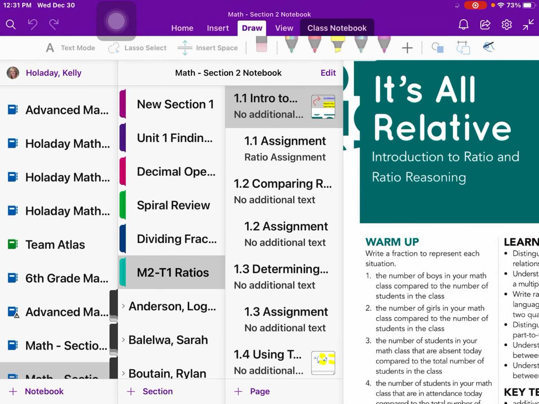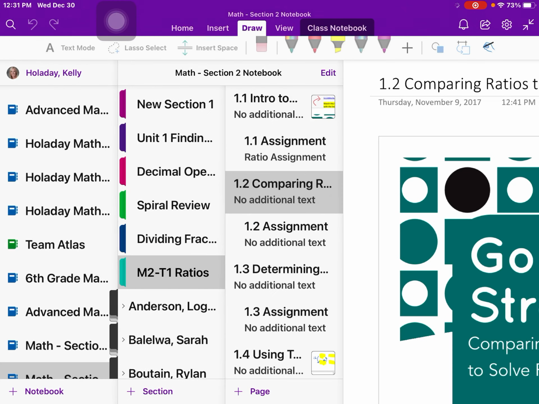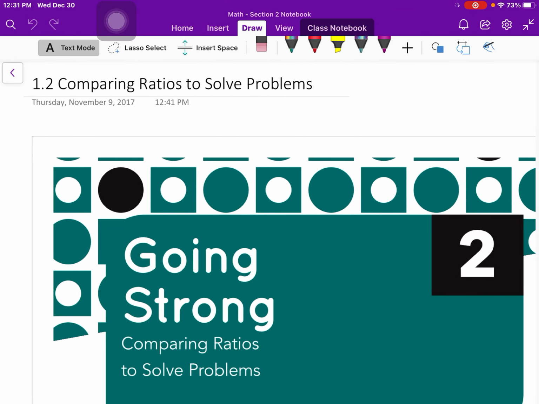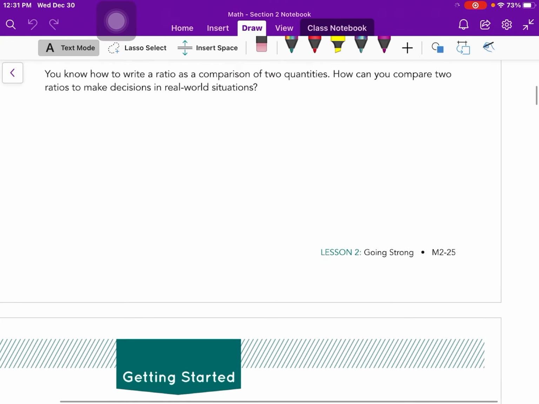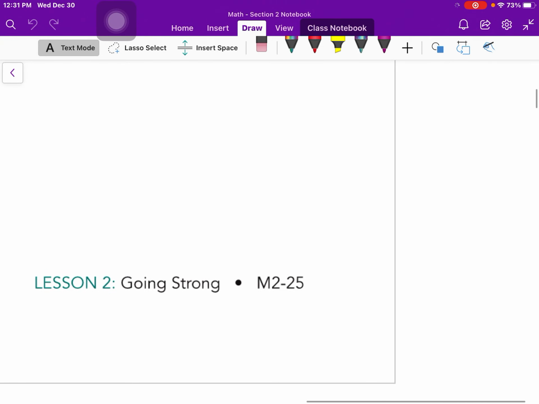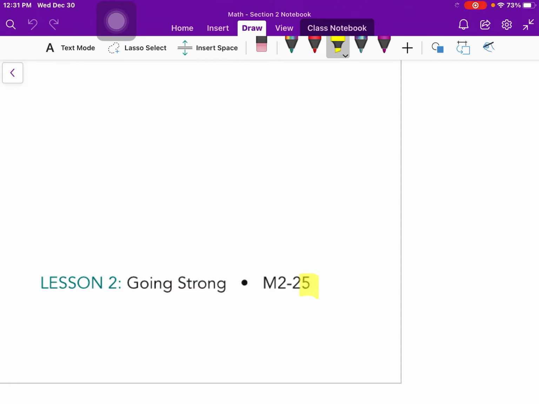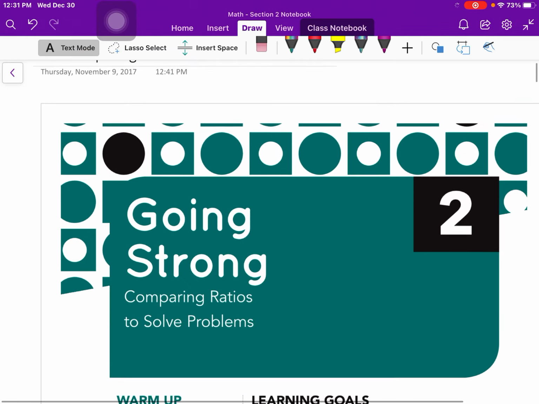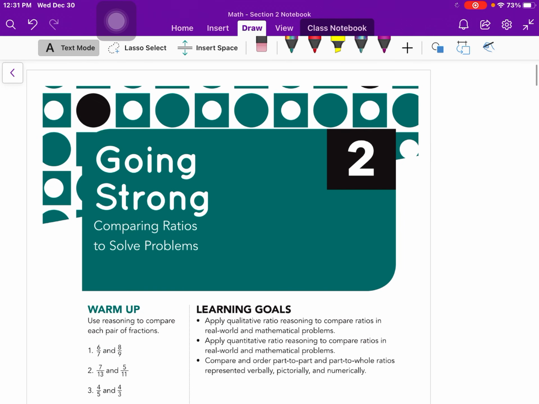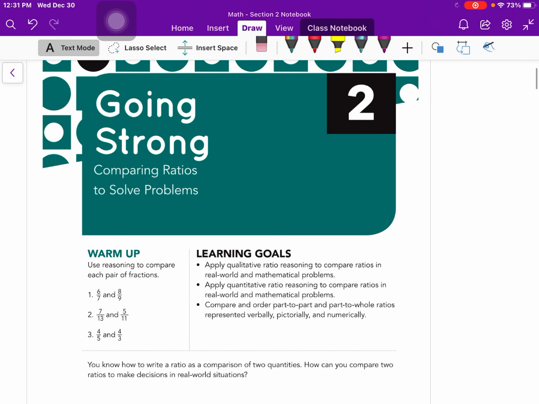Okay, we're moving on to lesson 2 under your M2-T1 ratios tab if you're working in OneNote. It's called 1.2 Comparing Ratios to Solve Problems. If you're working out of your textbook, you'll want to make sure that you're on page M2-25. All right, Going Strong is the name of it. In this one we look to compare ratios.